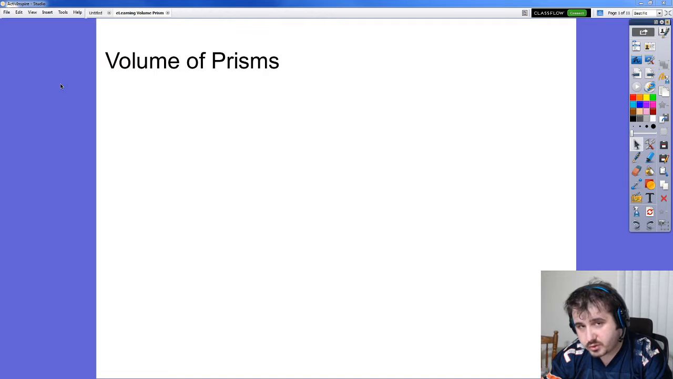With spheres, we're actually going to be talking about both surface area and volume because they don't take a lot to do. So, we'll go through and we'll do those.